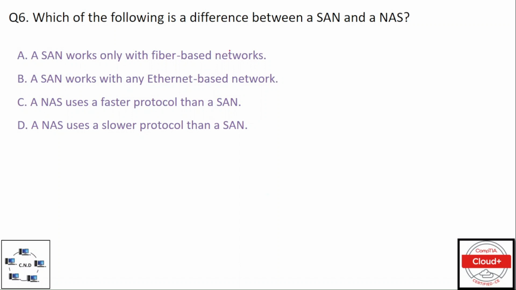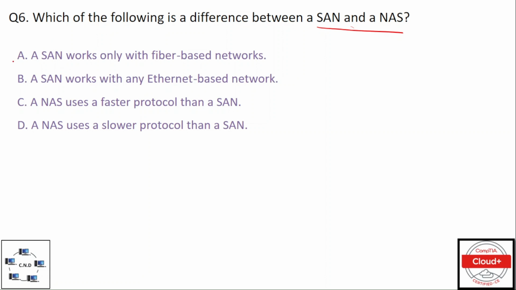Question number 6. Which of the following is a difference between a SAN and a NAS? So SAN is storage area network and NAS is network attached storage. They are related but different concepts of provisioning the storage to the clients or to the servers.